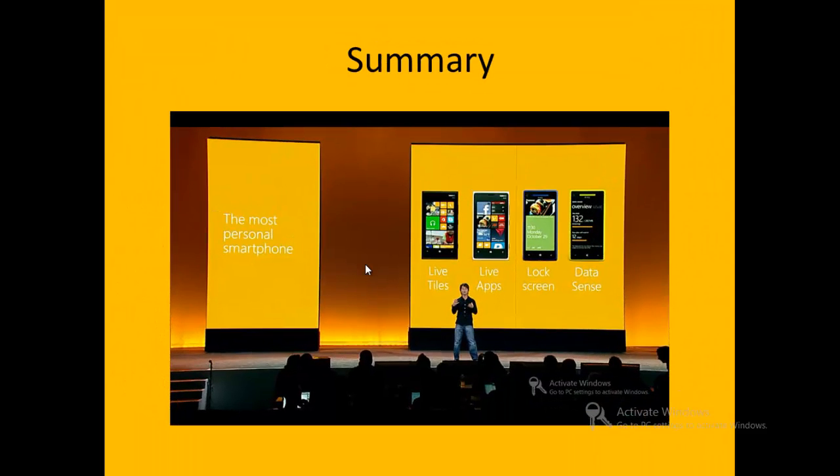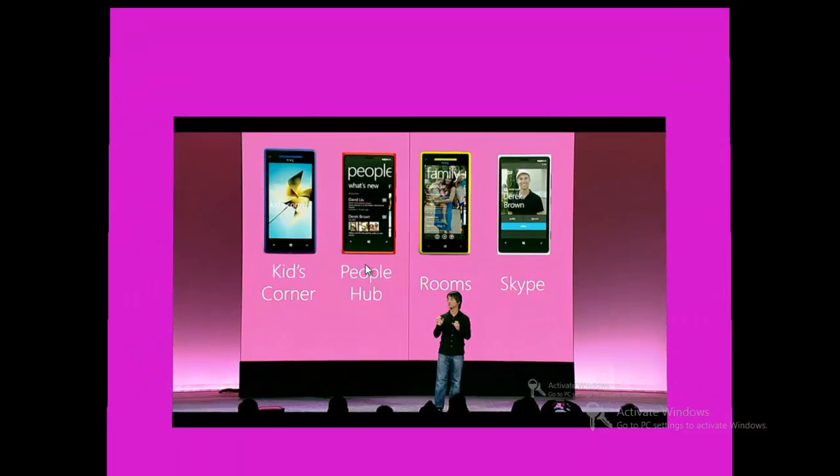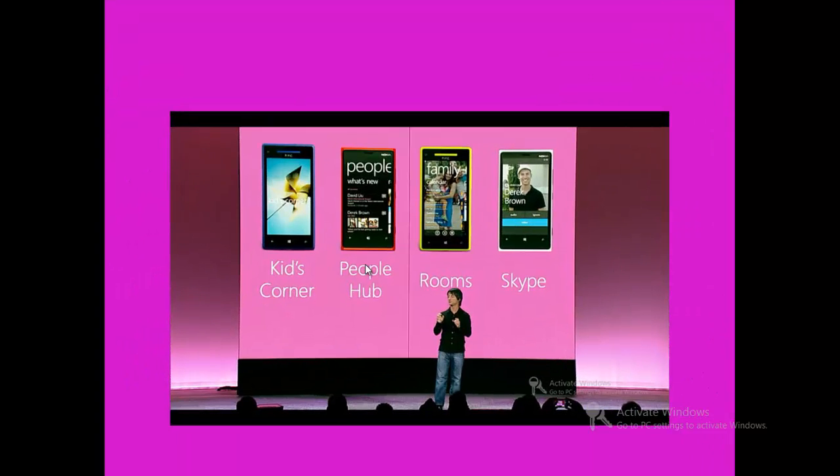And in summary, these are the things that they talked about in the Windows Phone 8 launch event today. Live tiles, live apps, lock screen, DataSense, all those things that make the smartphone the most personal. And a few of the features that they talked about: Kids Corner, People Hub, Rooms, and Skype. They talked about a lot of things, and it just made the phone a lot better.